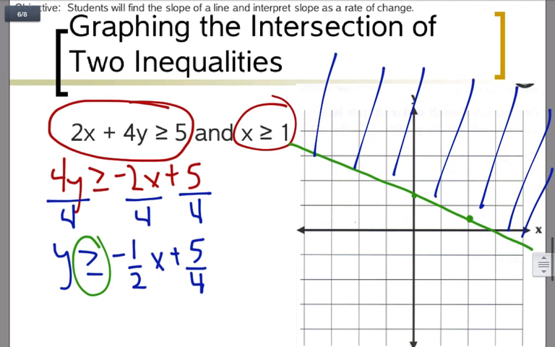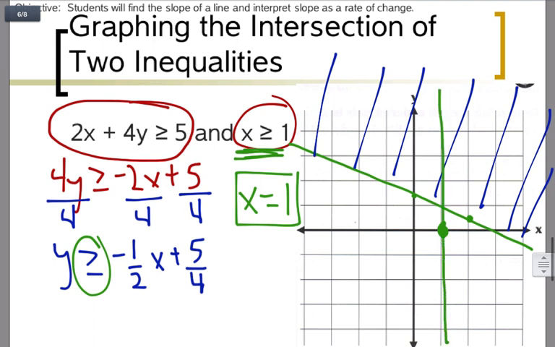So now I have to come back and graph x is greater than or equal to 1. Well, if it was x equals 1, it means that I would go to 1 on the x-axis, put a dot, and make a vertical line. It has undefined slope. And because this actually is an equal to, I can make that a solid line. And it also means that I'm going to shade, because it's bigger than.